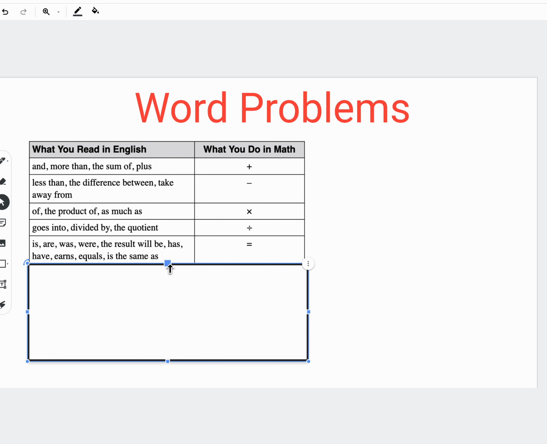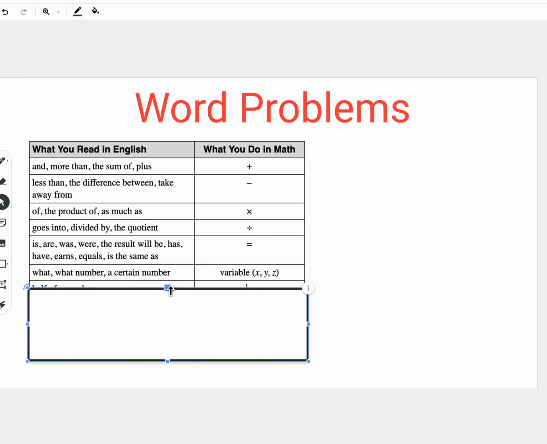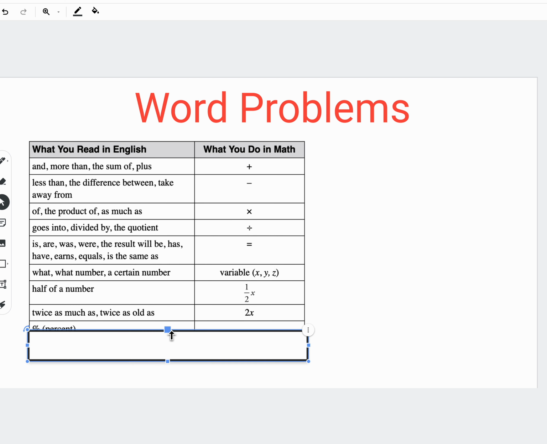Is, are, was, were. The result will be, has, have, earns, equals, is the same as. These are all ways to set up an equation. This is the equal sign. What number, a certain number? We do not know that variable. This is algebra. This will be an unknown variable, such as x, y, or z, for example. Half of a number, 1/2 times x. Twice as much as, twice as old as, 2x.